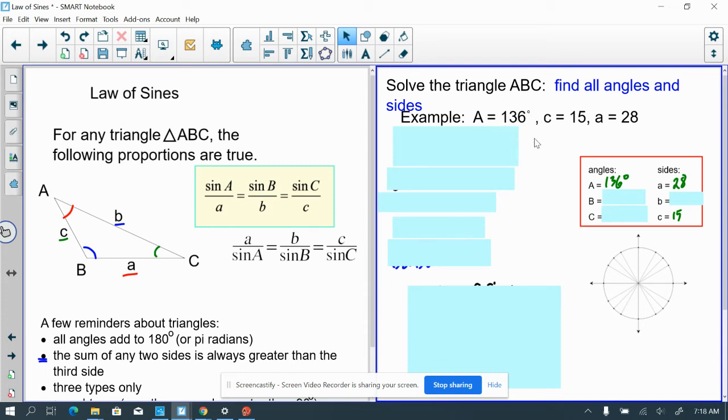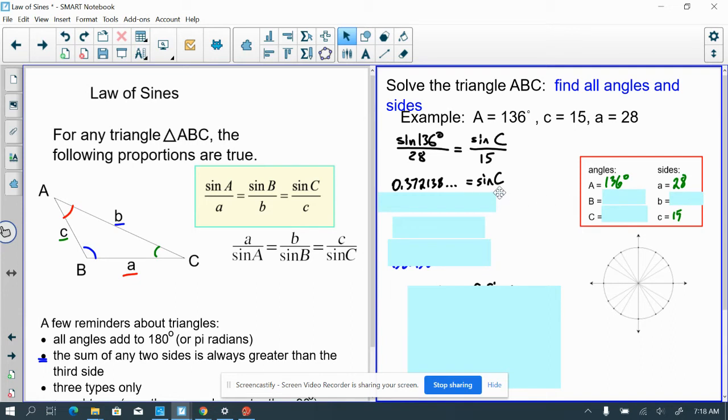So how do I set this up into law of sines? The sine of 136 divided by its opposite side is equal to the sine of C. I can pick any two ratios to set equal to each other. I chose C because I know side C. And now I just had to do some algebra. I'll divide this out and then multiply by 15, and I get that. But now what? Now what do I do?